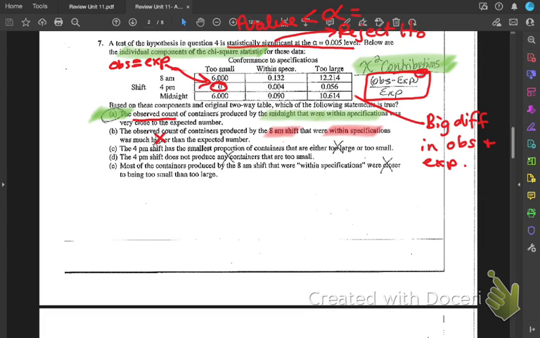That's what that means. Most of the containers produced by the 8 a.m. shift that were within specifications were closer to being too small than being too large. I have no idea which way this was actually trying to go. I don't know if they were close to being too small or too large. I don't have that data. I don't have the data that shows how far it is to be too small or how far it is to be too large. So I really don't have any idea on that, if that's true or not. Okay. So number 7, big, tricky question. Make sure you're careful on that.